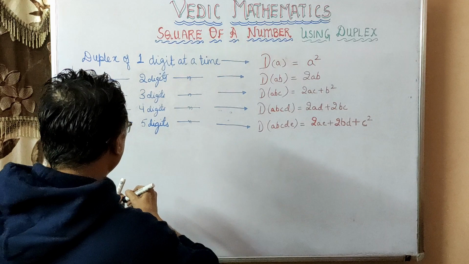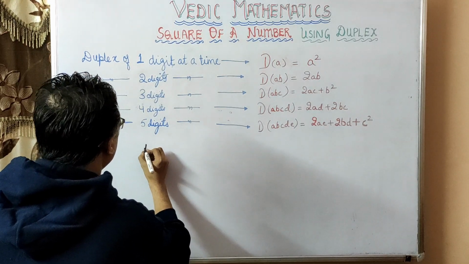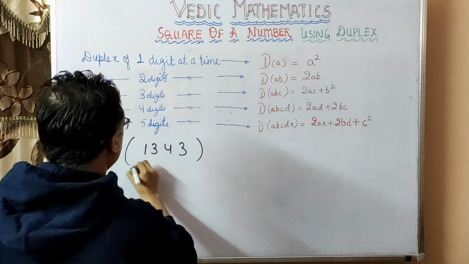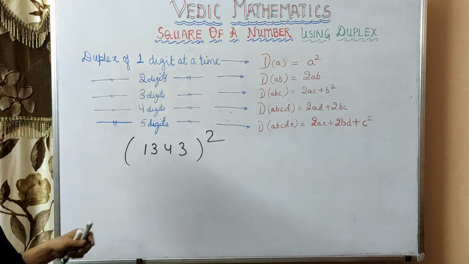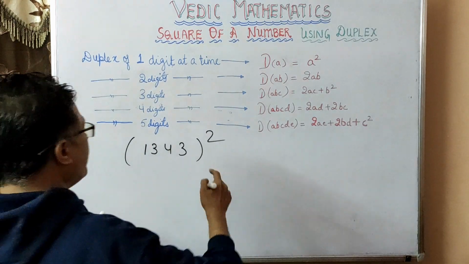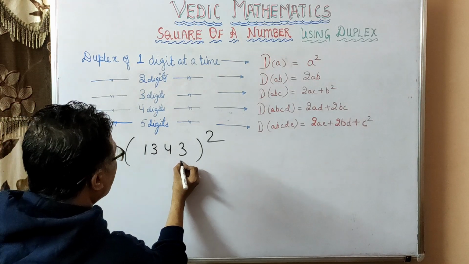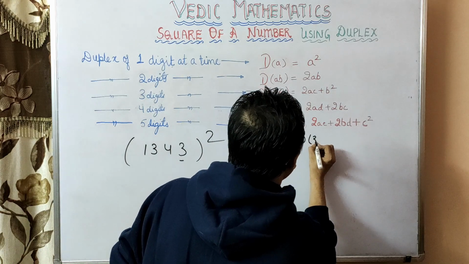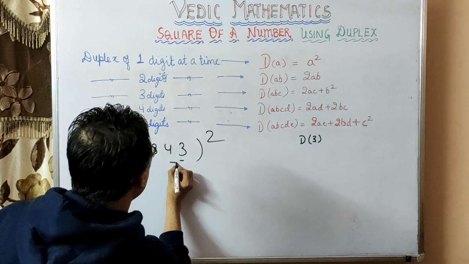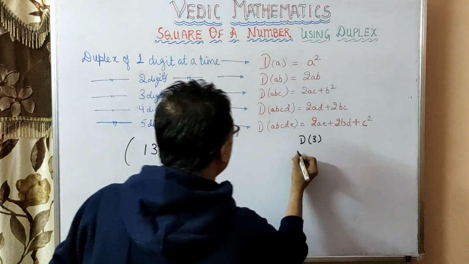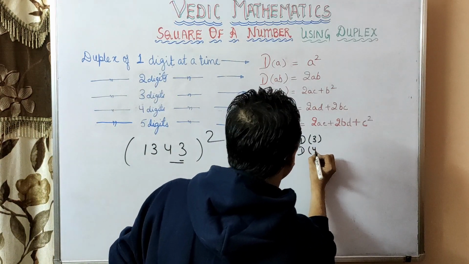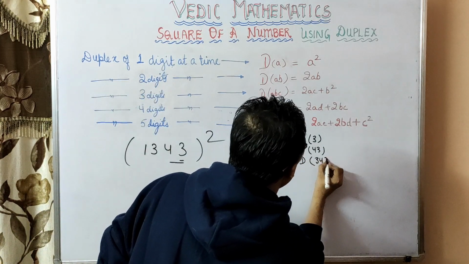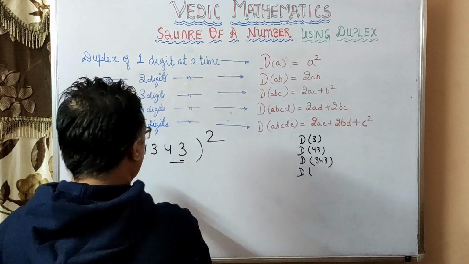So now, for example, let us calculate the square of 1343. Let's suppose this is our number and we have to calculate the square. So you just have to start from the right. The first step will be duplex of 3. Second step will be, come towards the left, take 2 at a time, 43. Now duplex of 343. Now duplex of, take all 4.